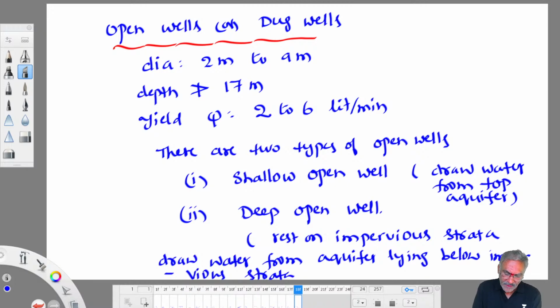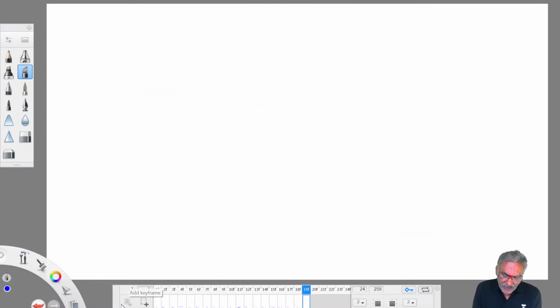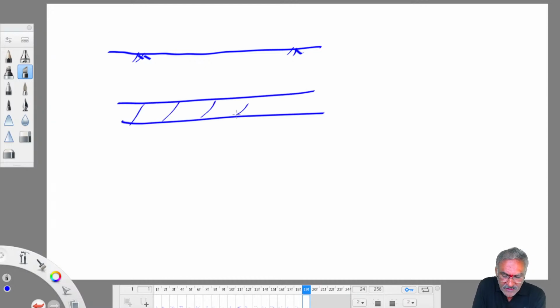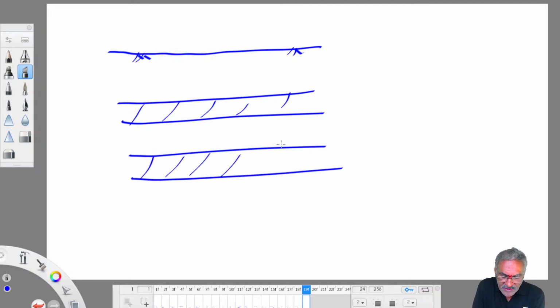That is the difference. So people misunderstand; people think that it is a depth. It is not a depth. This is a ground. The ground contains pervious strata and impervious strata. The top one is a pervious strata. Next you will find impervious strata. Then again pervious strata, again impervious strata. The ground is structured like this.